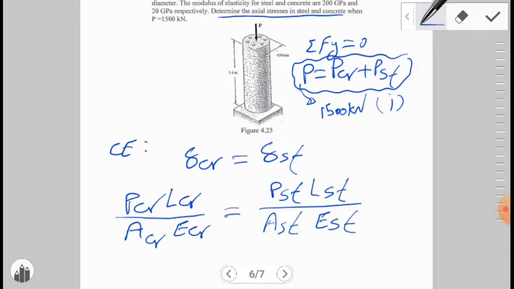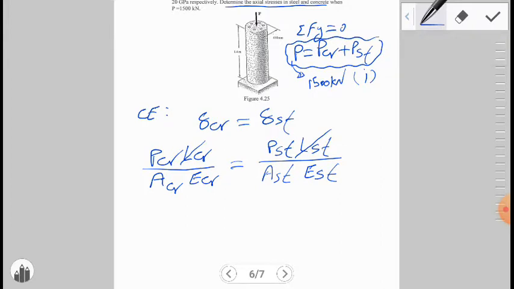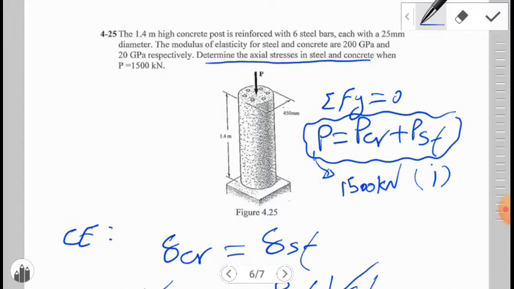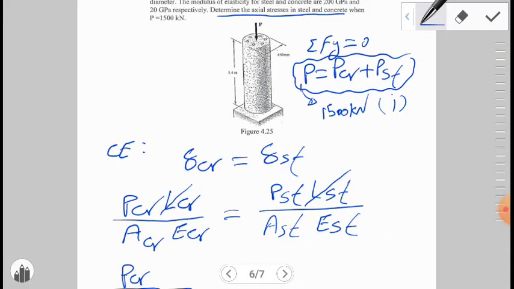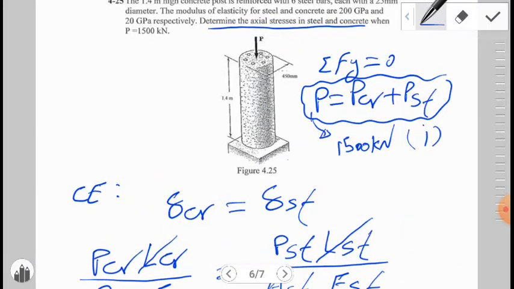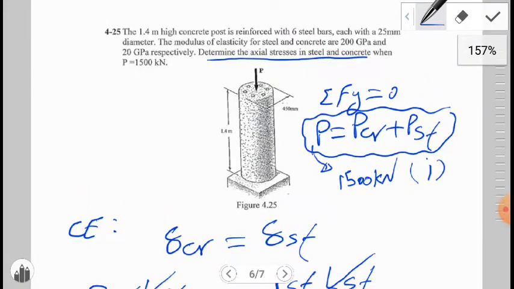Because they have the same length, this part and this part can be removed. And again, P concrete is unknown, divided by how much is the A concrete? You know that the area of concrete is a circular shape, and it has a diameter of 450 millimeter. And the area of the steel: we have 6 bars, 1, 2, 3, 4, 5, 6, and the diameter of each bar is 25 millimeter.